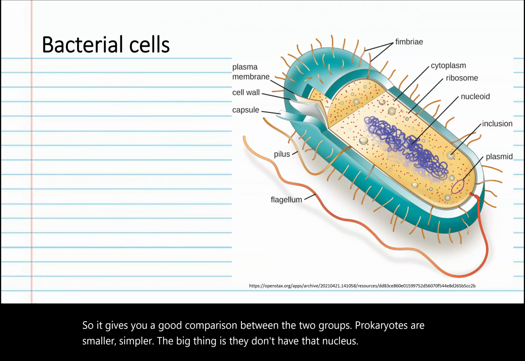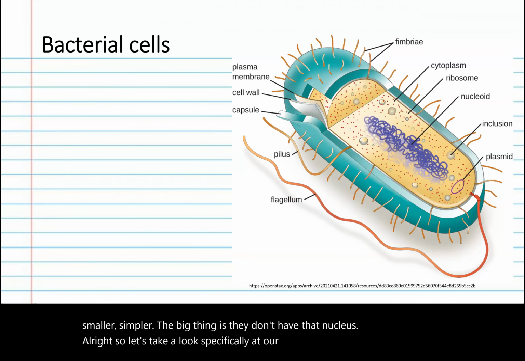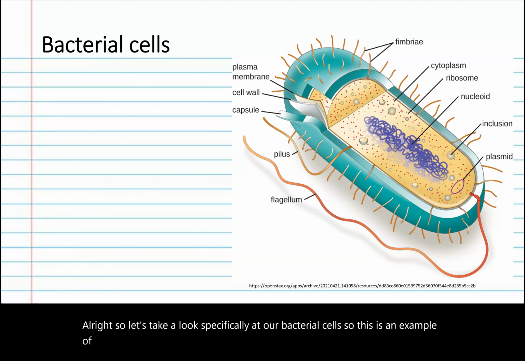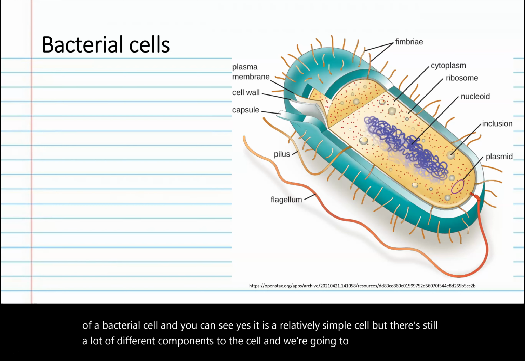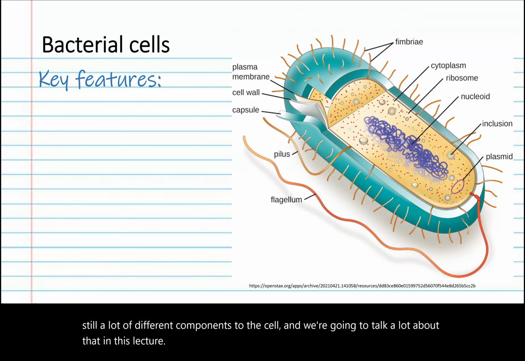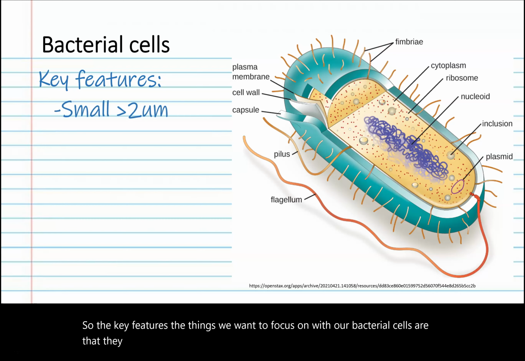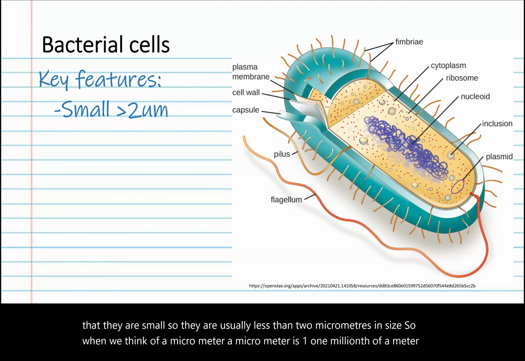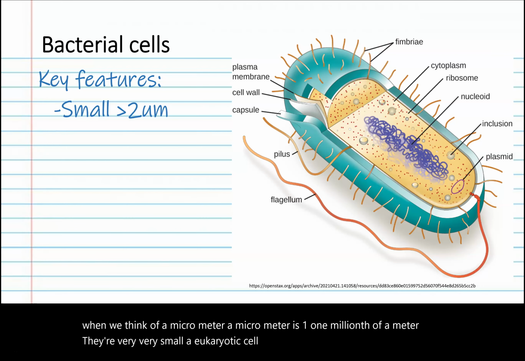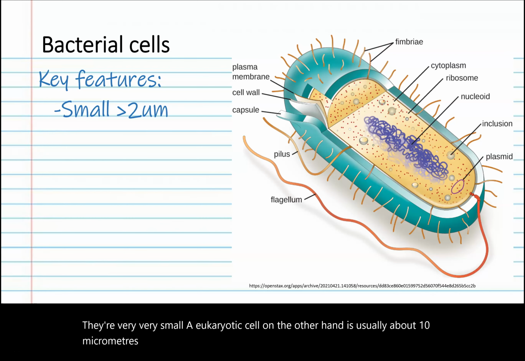All right, so let's take a look specifically at our bacterial cell. So this is an example of a bacterial cell, and you can see, yes, it is a relatively simple cell, but there's still a lot of different components to the cell, and we're going to talk a lot about that in this lecture. So the key features, the things we want to focus on with our bacterial cells, are that they are small, so they're usually less than 2 micrometers in size. A micrometer is 1/1,000,000th of a meter. They're very, very small. A eukaryotic cell, on the other hand, is usually about 10 micrometers in size. So you can see the difference in size there.